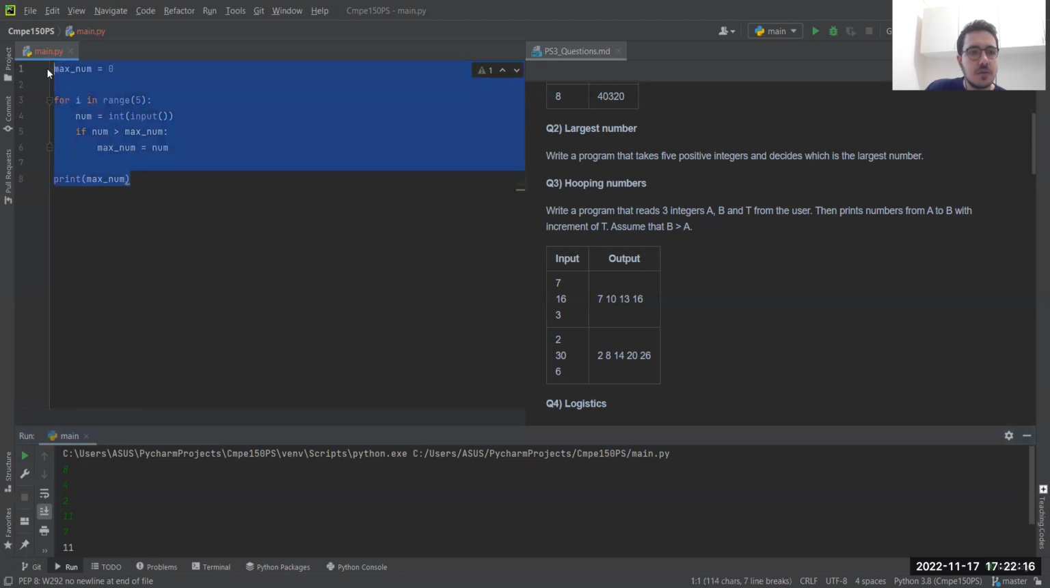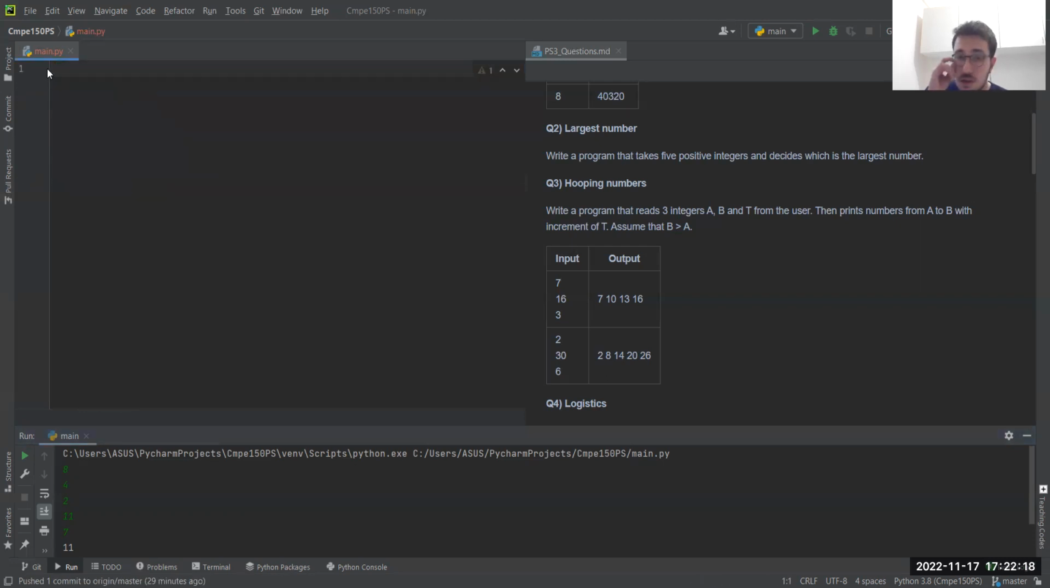Okay, I'm going through with the third question. This question is named as hopping numbers, and it is a basic sequence question. Write a program that reads three integers a, b, and t from the user, then prints the numbers from a to b with the increment of t. Assume that b is larger than a.